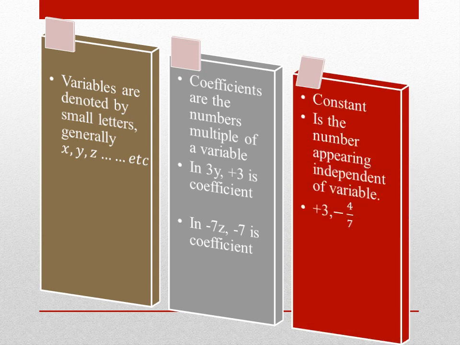Constant is the number appearing independent of variable. The numbers which are not multiplied by any variable are called the constant. Plus 3 and minus 4 upon 7 are the constants. They are without variable. They are numbers and fractions, rational numbers or irrational numbers.